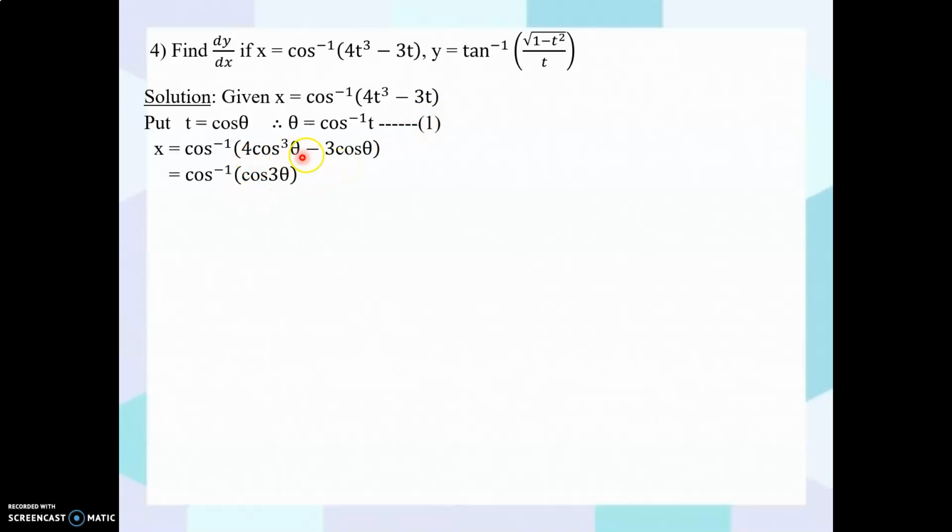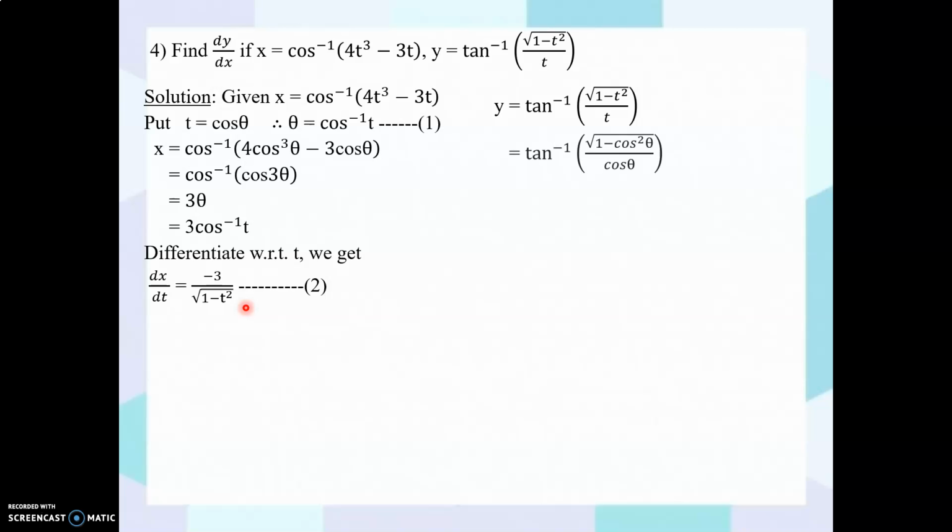So after substitution you can give this value, because we all know that 4 cos cube theta minus 3 cos theta is cos 3 theta. So cos inverse and cos cancel, 3 theta, and in this type of differentiation you have to resubstitute before taking derivative. So theta is cos inverse t, that is 3 into cos inverse t. So x value is this one. Now taking derivative with respect to t, 3 cos inverse t, derivative of cos inverse t is minus 1 upon root of 1 minus t square. So 3 already is there, so minus 3 upon root of 1 minus t square, that is equation number 2.